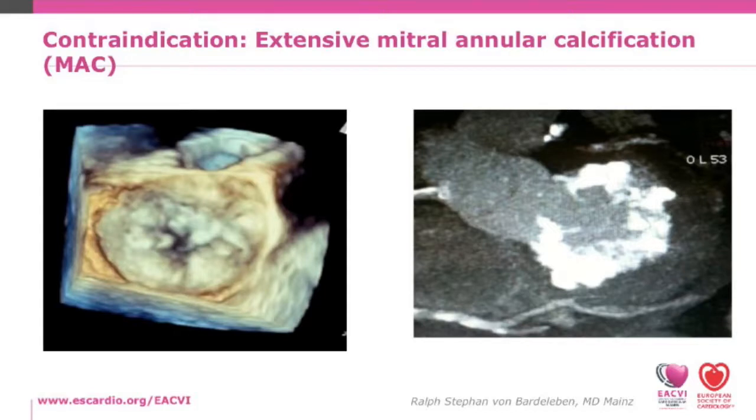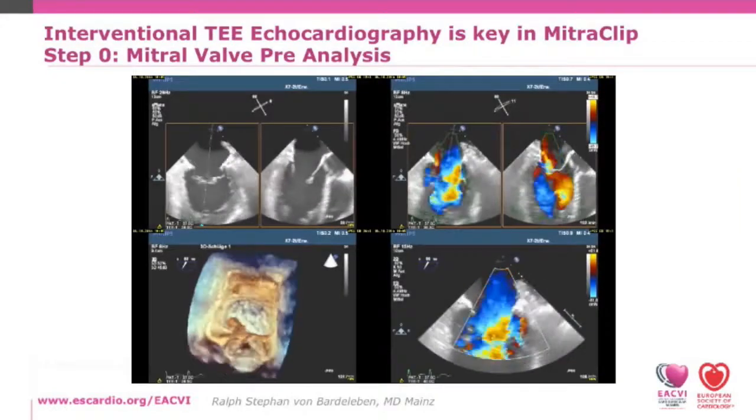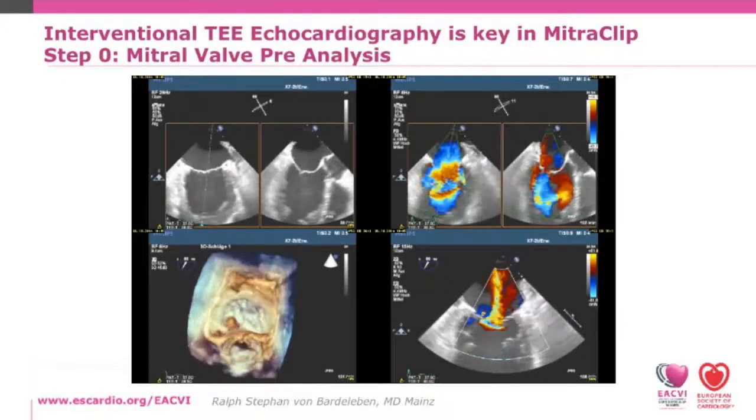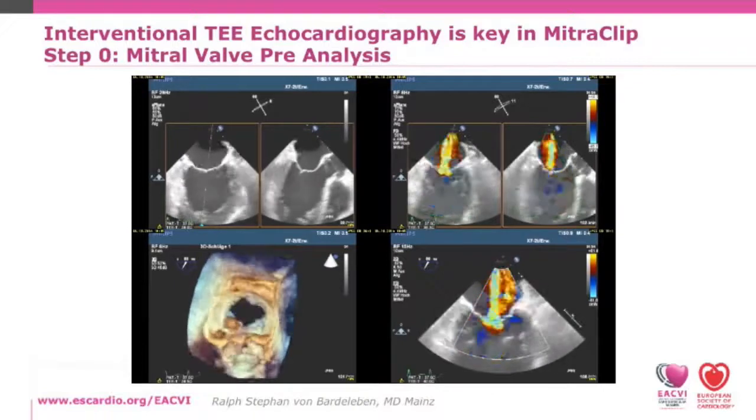There are also exclusions to percutaneous therapy in mitral regurgitation, and one of which is extensive mitral annular calcification, so-called MAC. And this is an extreme example just to show you both in 3D TOE and on the right-hand side in fluoroscopy, or CT, that these are severe calcifications. So interventional TOE echocardiography is a key step in mitral clip.